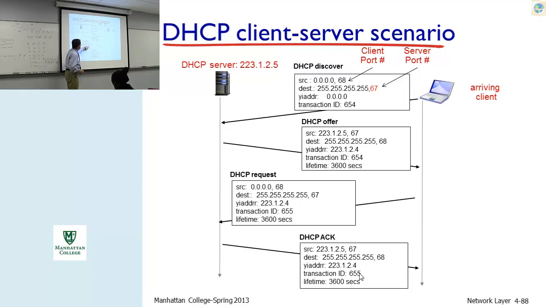This is the request. This is the IP address that you're requesting. This is what was offered to you, and then you pick it up and then request that IP address. But because it is not formally assigned to you, your IP address is zero. And then when it acknowledges it, the source. So up to here, you don't have any IP address. After that, you have an IP address.